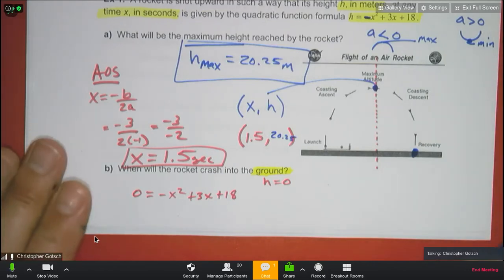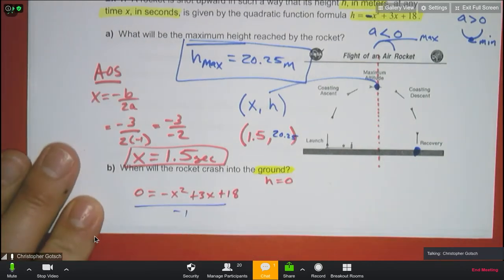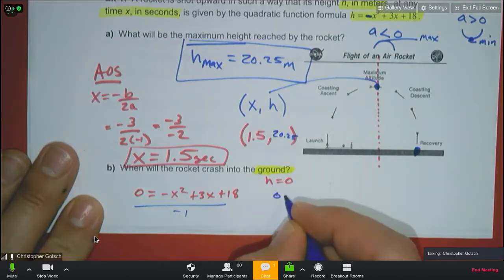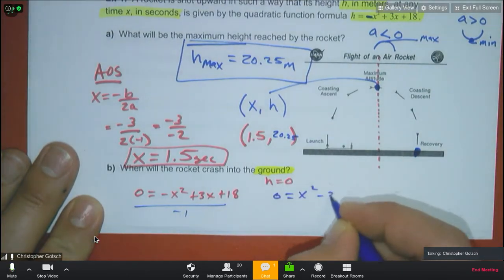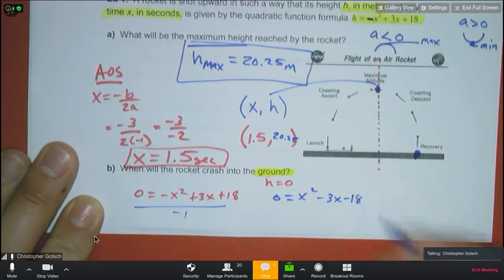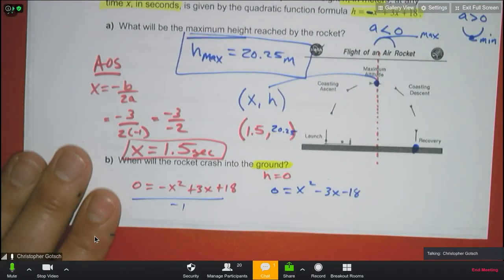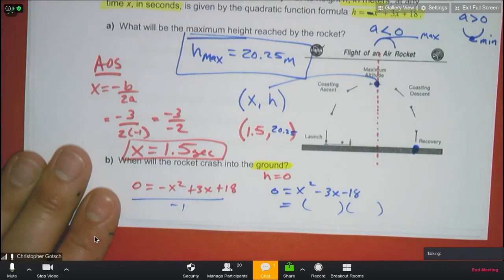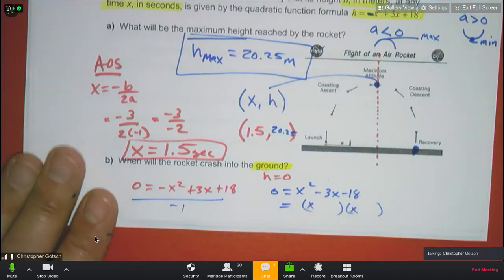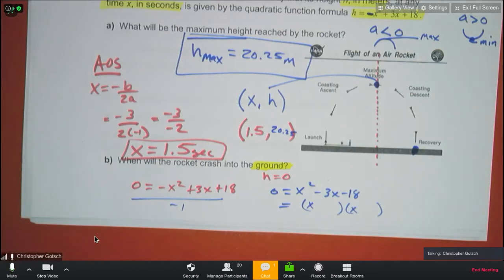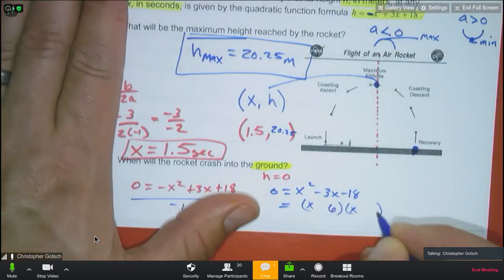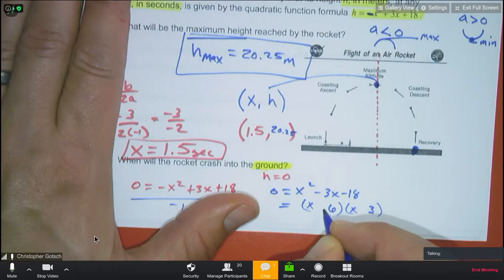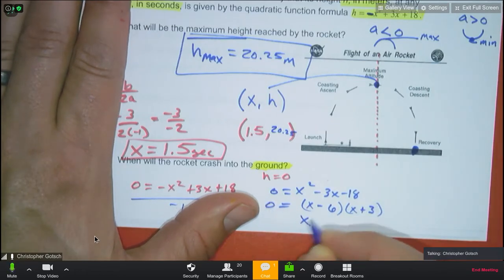And we can solve this by factoring. Now, if I'm going to factor this guy, I'm going to divide everything by a negative. And now I got 0 equals x squared minus 3x minus 18. And then I just factor that guy. What are factors of negative 18 that add up to negative 3? So x and x, what are factors of negative 18 that add up to negative 3? 6 and 3. One's a plus and one's a minus. Positive 3, negative 6.